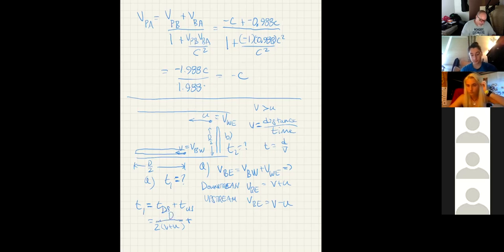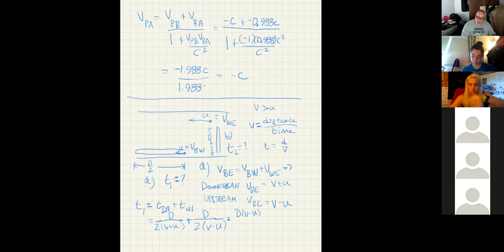So that distance is capital D over 2. Now upstream, we've got D over 2 over V minus U. Now you might realize that we can get a common denominator and make this quite nice. All I have to do is multiply the left fraction by V minus U over V minus U, and I get D times V minus U.